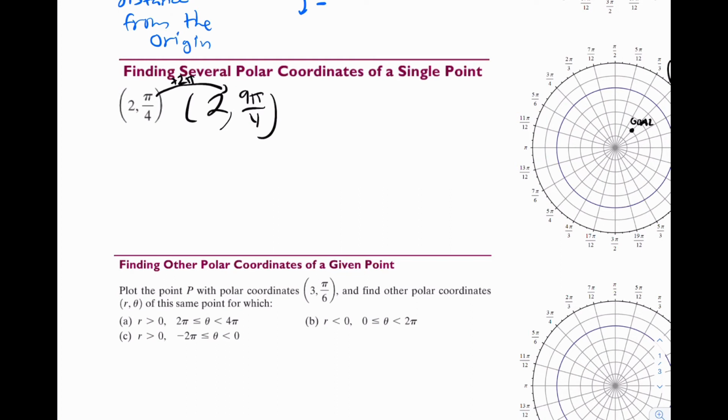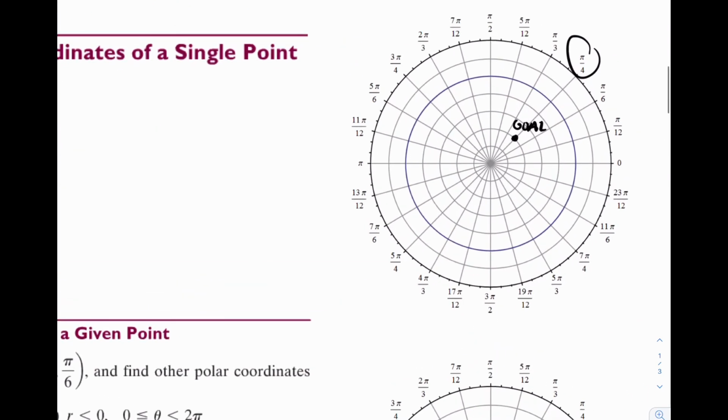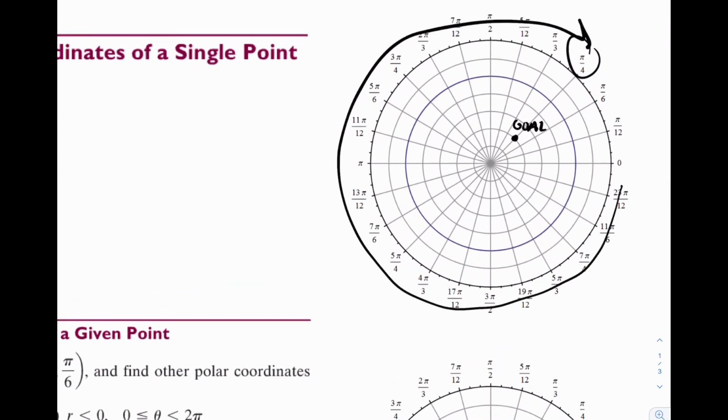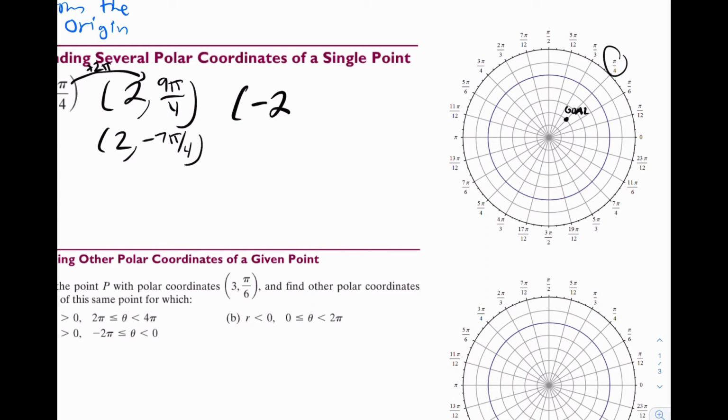Now what if I also did 2 and negative 7 pi over 4? Because negative 7 pi over 4 would mean you rotate in the opposite way and then go 2 forward. So that would work. I can try another one. Let's say r is negative 2. Negative 2 means you're going to walk backwards, which means you actually want to face the opposite direction. I'm going to face this way. That would be 5 pi over 4.